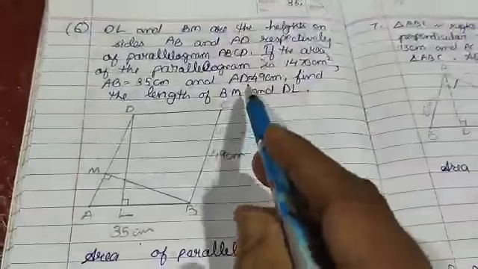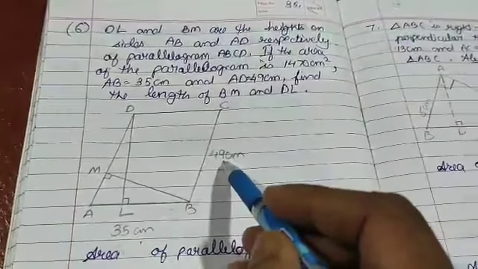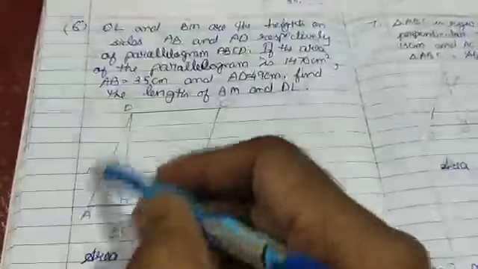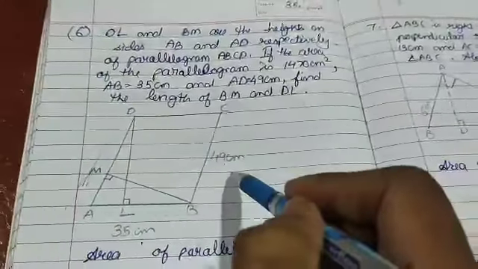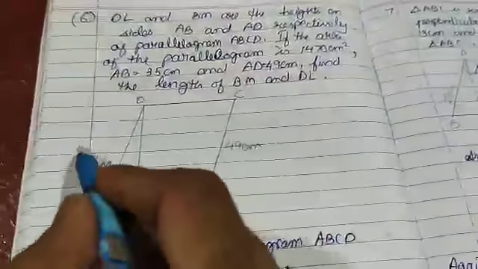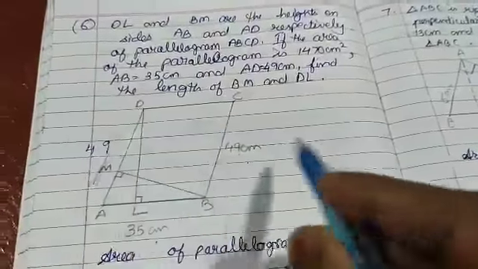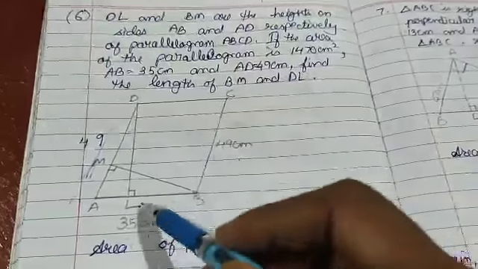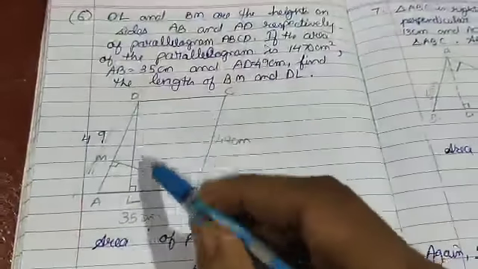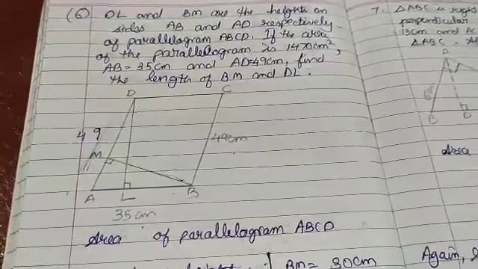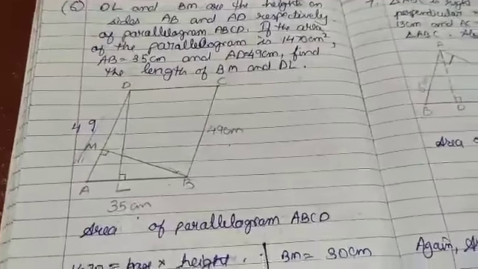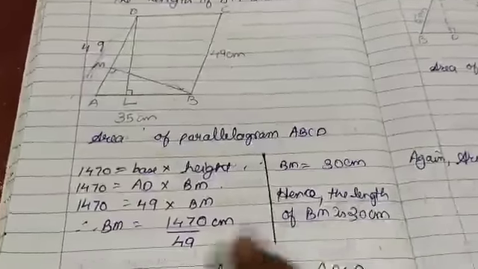Now, AB is 35 and AD is 49. See, BC and AD are both 49. Find the length of BM and DL. Dear student, again the same thing: the values of the altitudes are missing. So what will we do?